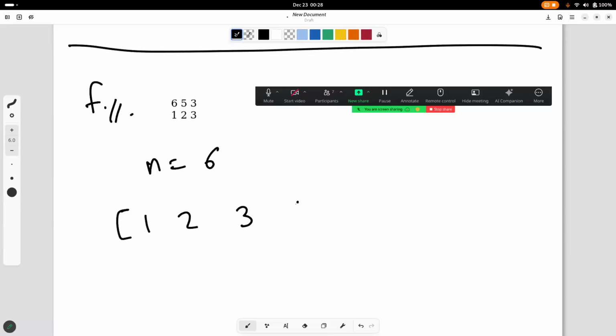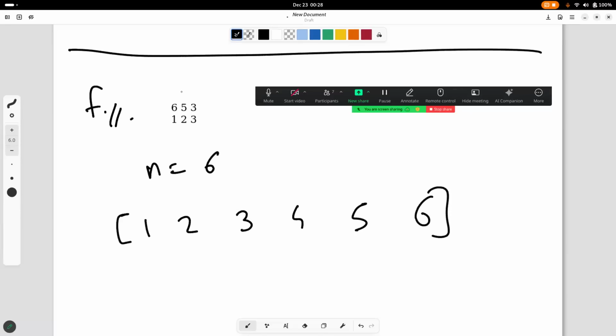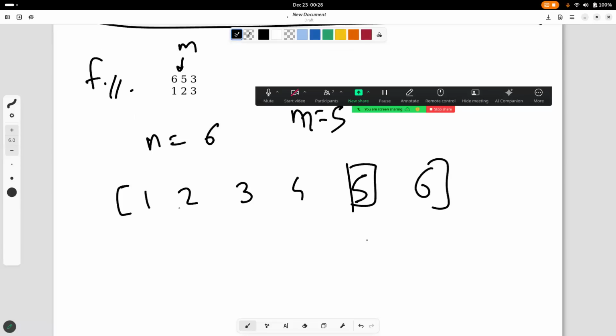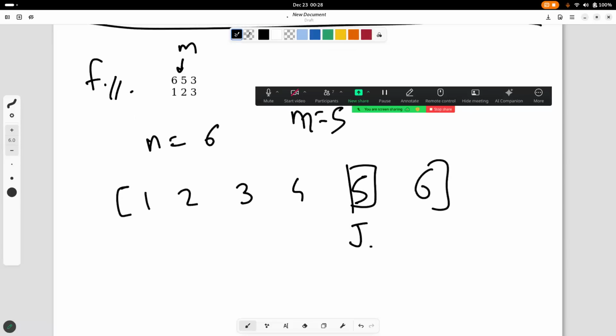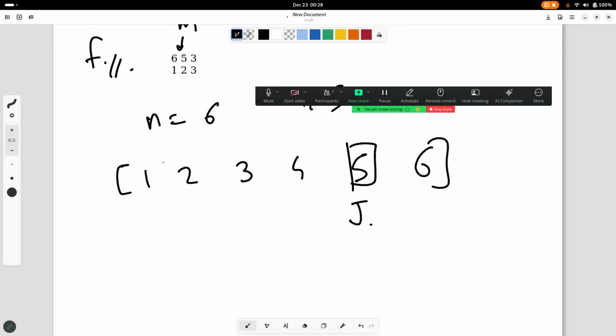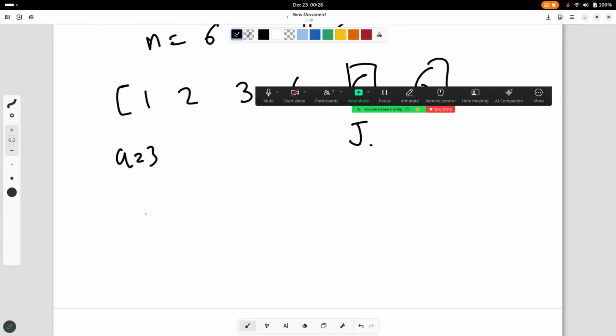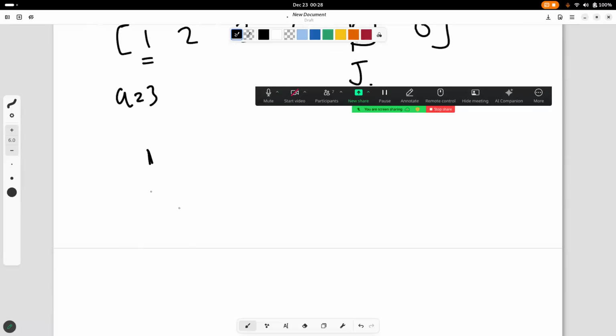Let's number them 1, 2, 3, 4, 5, and 6, and m equal to 5. So m equal to 5 indicates that the fifth card is a joker. So basically this card is the J card, the joker card. And we had 3 queries. The first query said that we could operate on card 1.